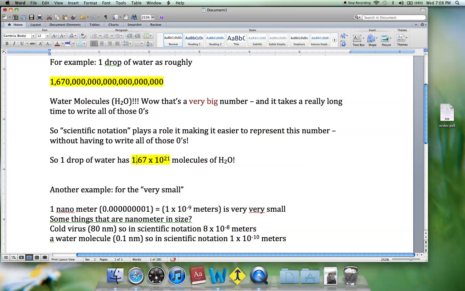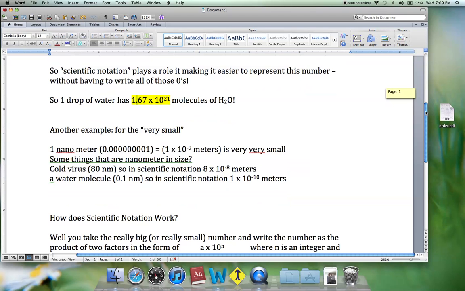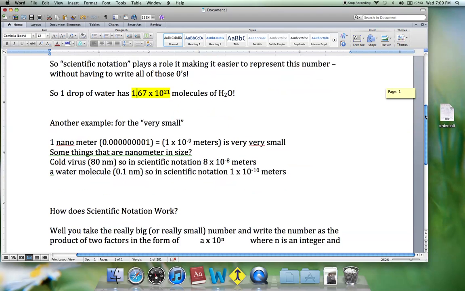Some things that are nanometer in size are a cold virus or a water molecule. Representing that in meters, a cold virus would be 8 times 10 to the negative 8 meters. And a water molecule would be 1 times 10 to the negative 10 meters. So it's just an easier way to represent the size of these very, very small things without writing all of those zeros.